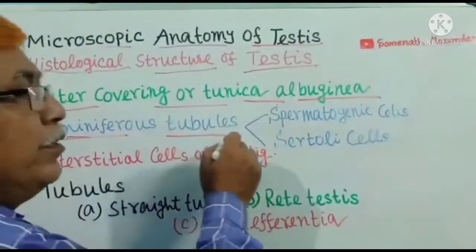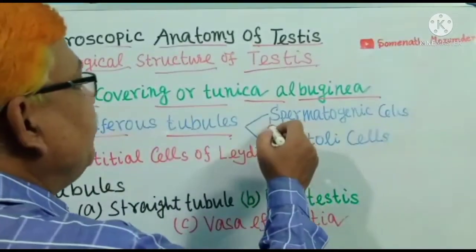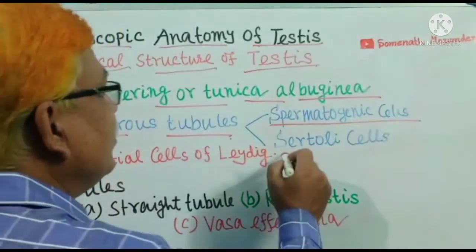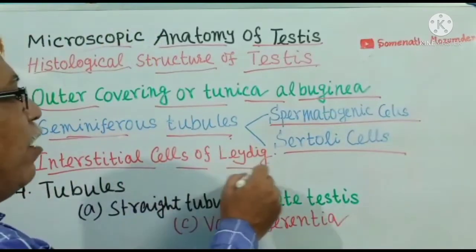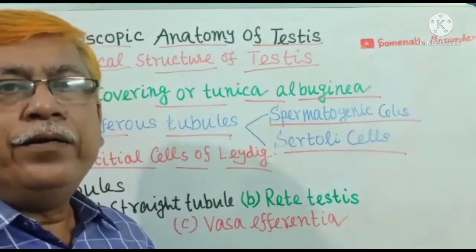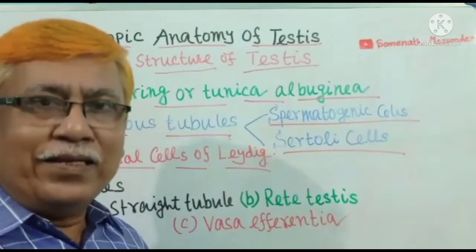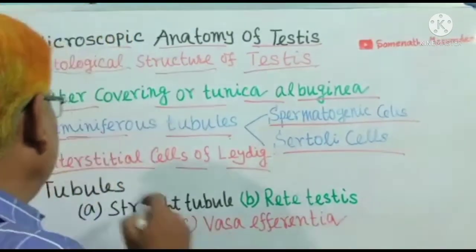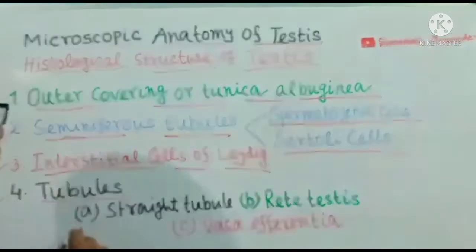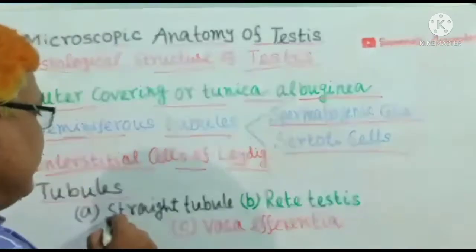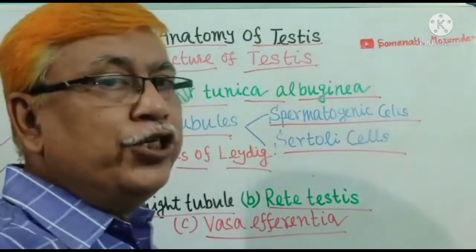2. Seminiferous tubules. Within a seminiferous tubule, we find spermatogenic cells and Sertoli cells. Number 3. Interstitial cells of Leydig. In between seminiferous tubules, we find some polyhedral cells, and those cells are called interstitial cells of Leydig. And 4. Tubules. There are 3 types of tubules: straight tubule, rete testis, and vasa efferentia.